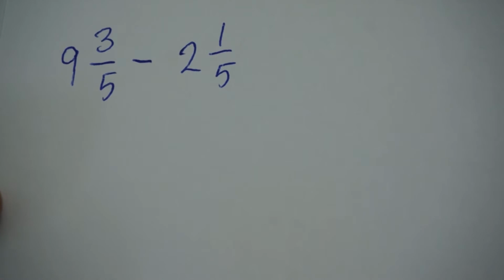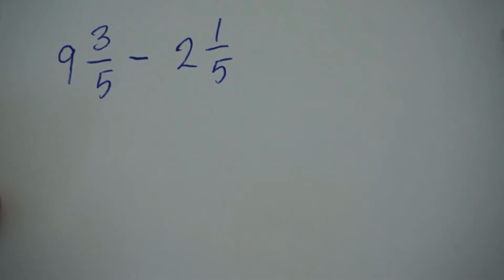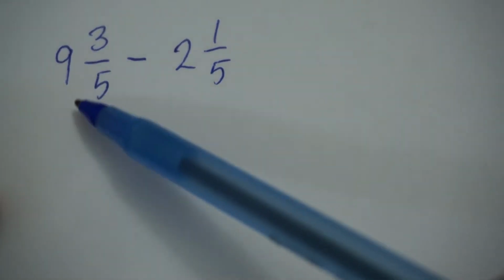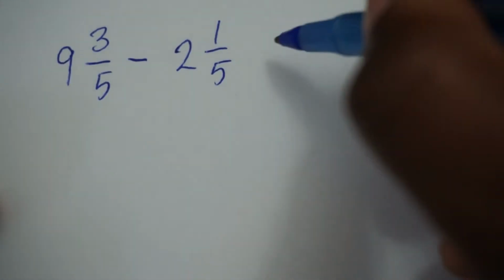Subtracting mixed numbers follows the same idea as the addition of mixed numbers. The idea is whole number with whole number, fraction with fraction. So in a case like this, I'm going to subtract my whole number with my whole number. So 9 minus 2, that gives me 7.